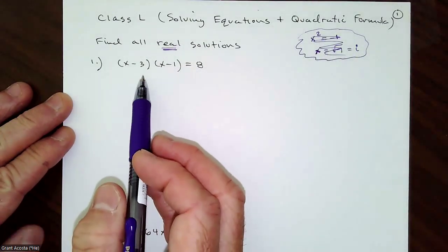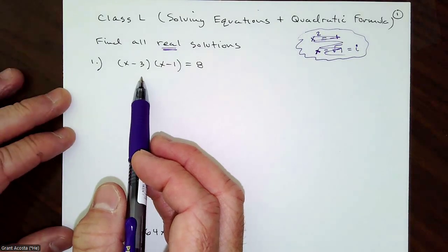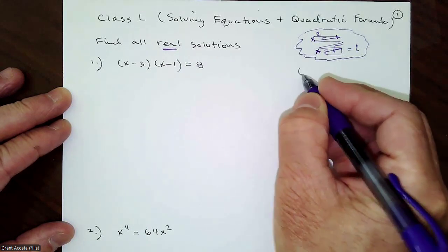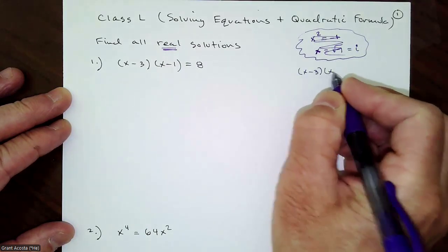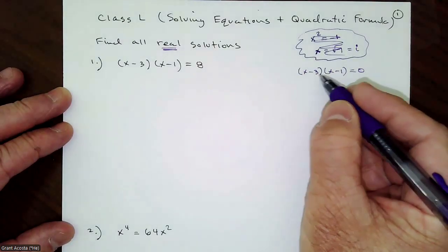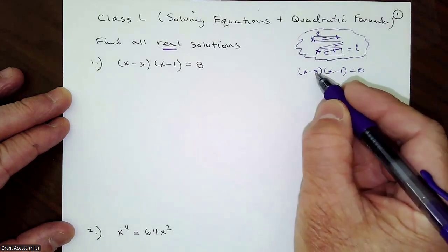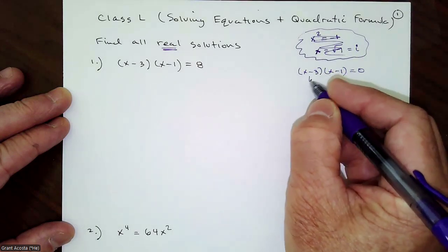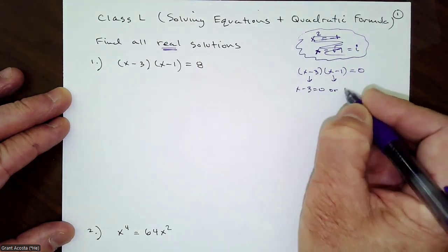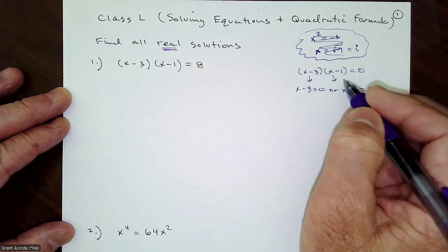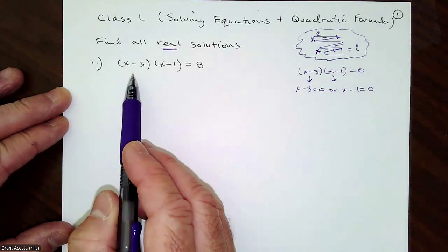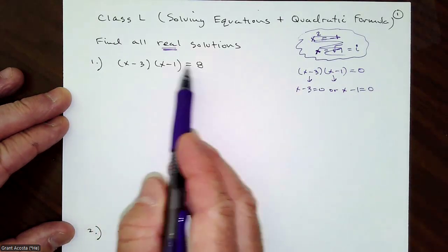Now, this one is a very common problem to make a mistake on because it looks like a form that we're used to. For example, if I had (x - 3)(x - 1) equal to 0, we know by the zero product property that if two things are multiplied to equal 0, each of these could be 0. Either x - 3 is equal to 0 or x - 1 is equal to 0. But if it looks the same, but the right side is not 0, you can't just set this equal to 8 and this equal to 8.